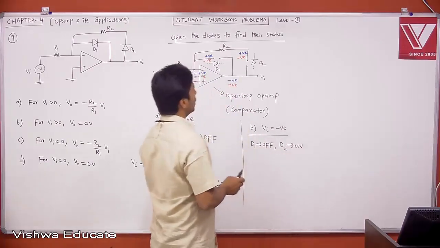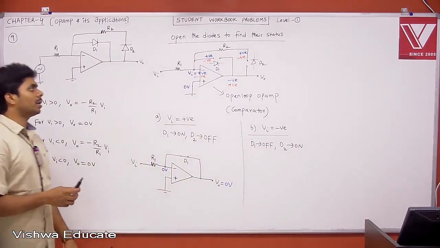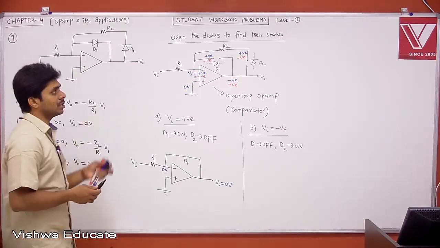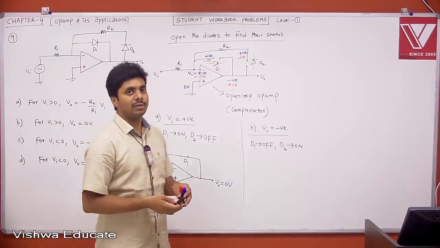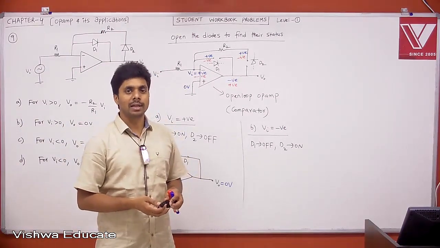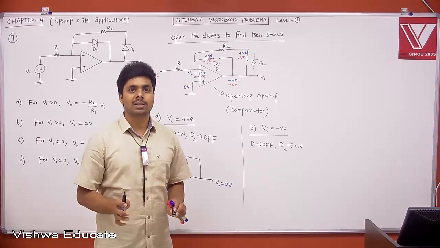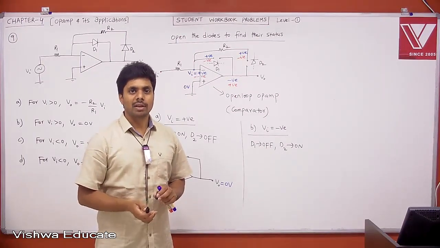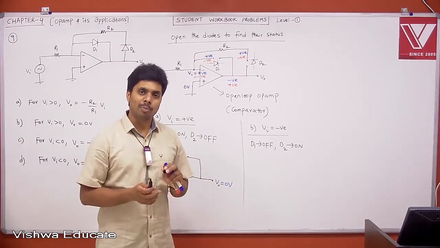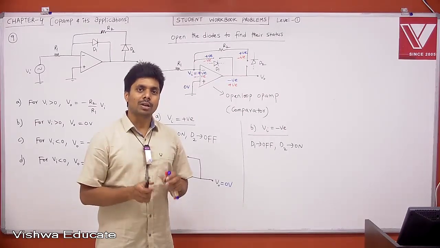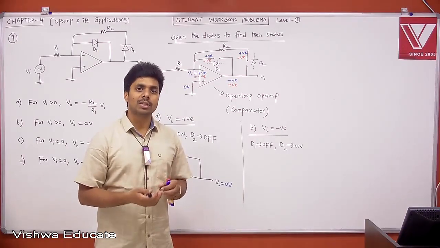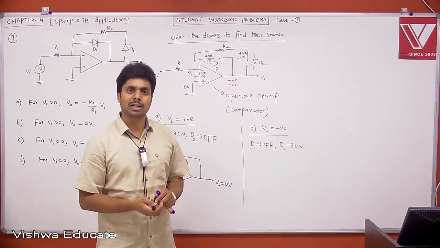See, the technique is opening the diodes, finding the voltage across the open terminals for different conditions, finding the status of D1 and D2, then finding the equivalent circuit and then getting the output voltage. Blind technique, easy technique, we will get the answer. That's why the technique to find the status of a diode is: open the diode, find the voltage across the open terminals, then based on that voltage we can comment on the status of the diode.